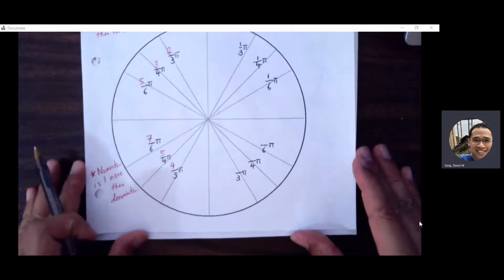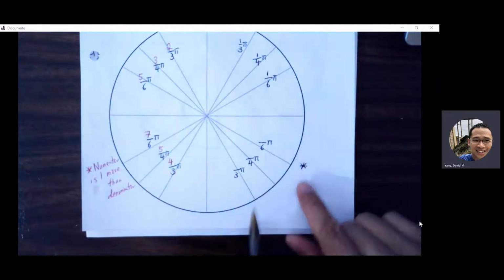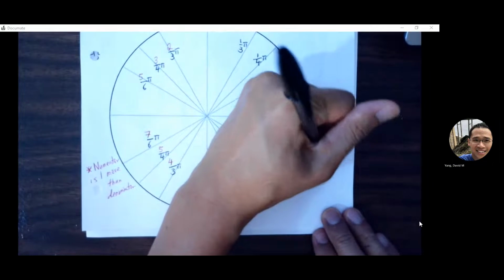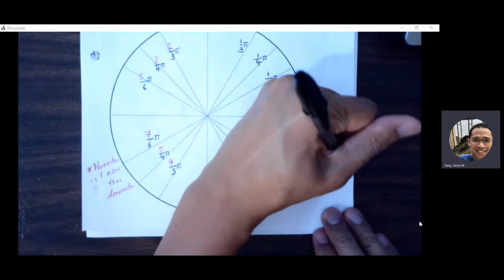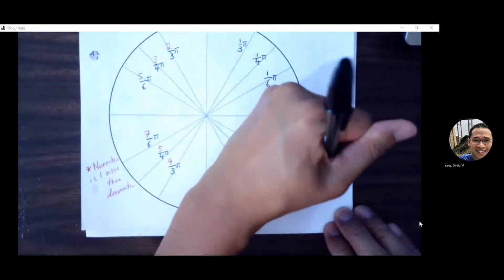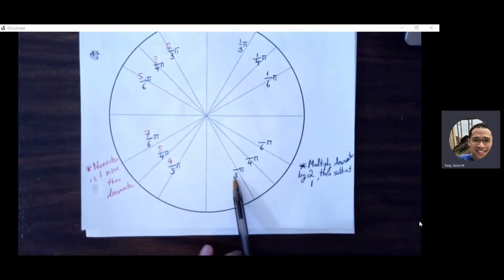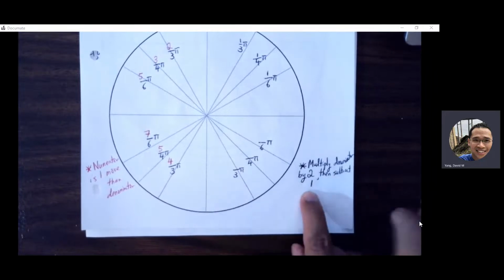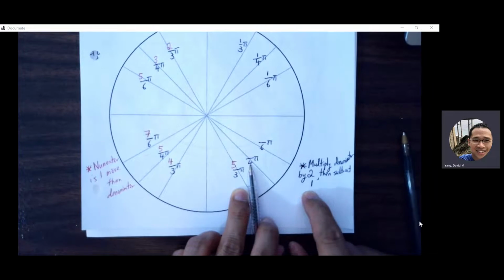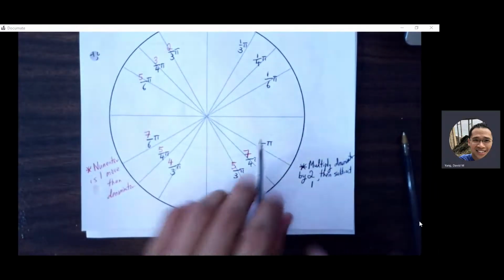Okay, in the fourth quadrant, there are two ways of doing it, and you can pick and choose which way you want to use. One is a numerical pattern, but it's a little bit more involved. You can multiply the denominator by 2, and then subtract 1. So if I take my denominator, multiply by 2, 3 times 2 is 6, and 6 minus 1 is 5. Take 4, multiply by 2. 4 times 2 is 8. 8 minus 1 is 7. And then 6 times 2 is 12. 12 minus 1 is 11.